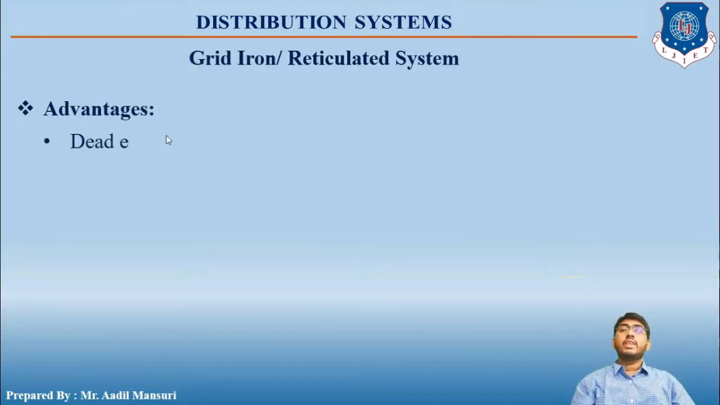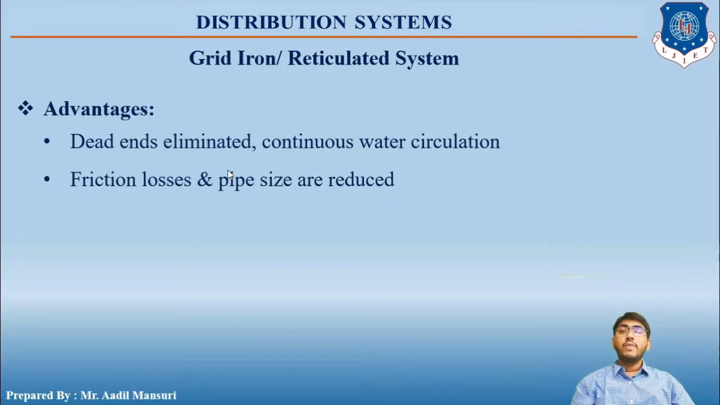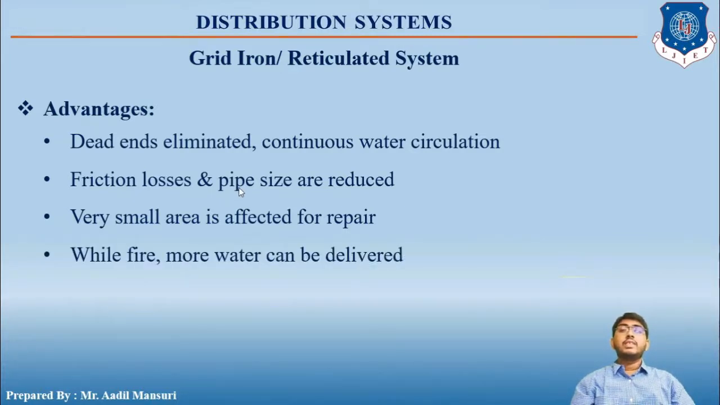So let us have a look at the advantages. First advantage is that dead ends are eliminated, so there will be constant water circulation. So there will be no stagnation. Frictional losses and pipe sizes are reduced. Next is there is very small area affected if a particular area needs repair. Next is firefighting, more water can be delivered. So if any area catches fire, then more water can be delivered to the place of fire.